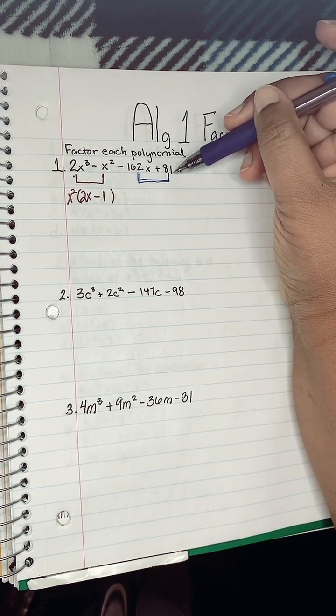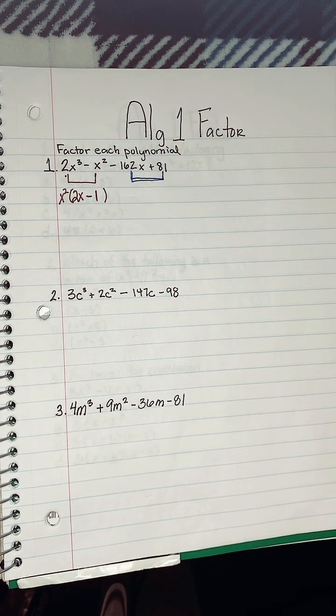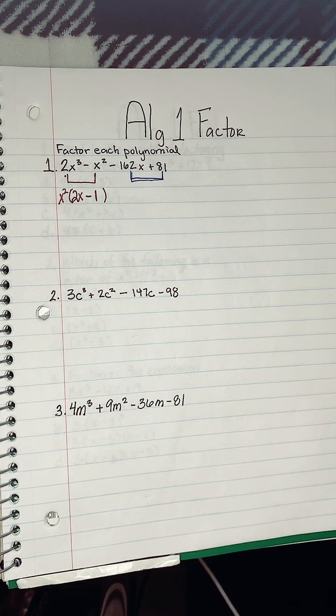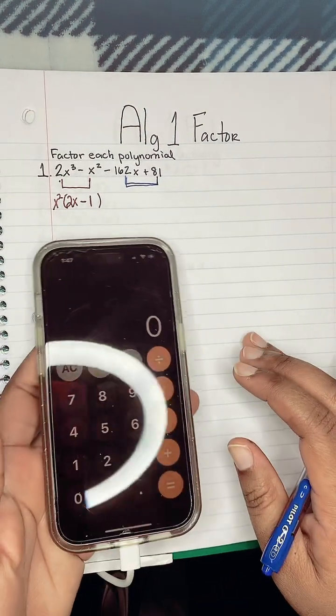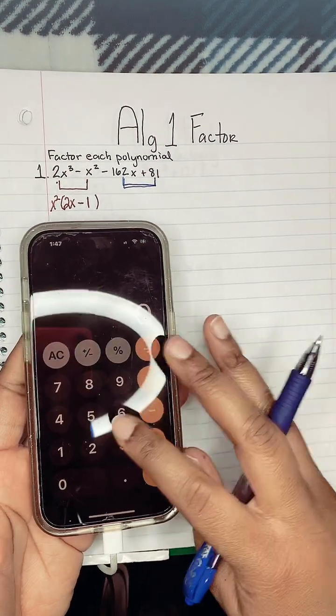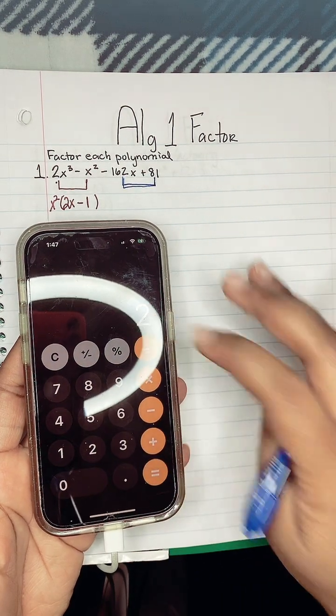Well, 81. Okay, so we're thinking 81. Does 81 go into 162? That's the question. So I'm going to take a calculator, and how we're going to do that is we're going to do 162 divided by 81. Yep, good.